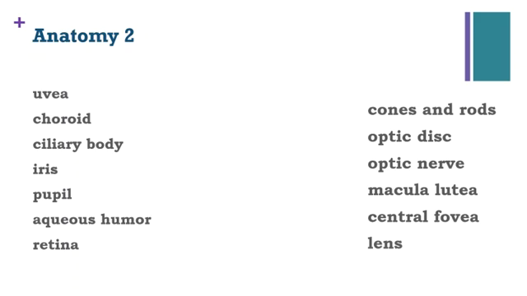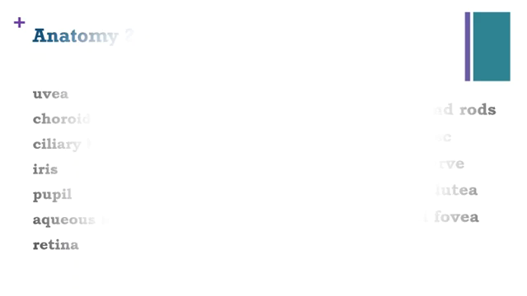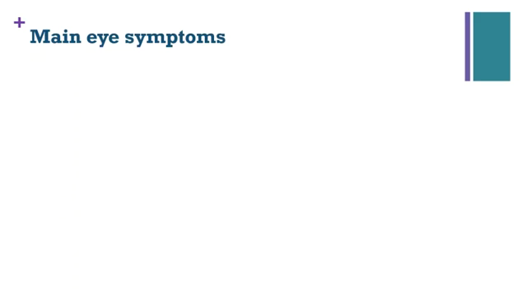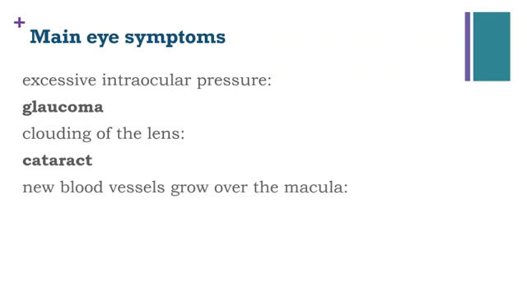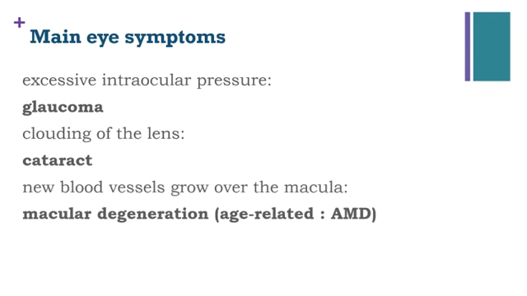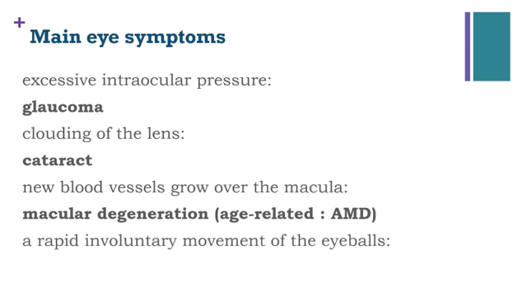Now let's review eye symptoms and conditions. Excessive intraocular pressure is called glaucoma. Clouding of the lens is called cataract. New blood vessels growing over the macula is called macular degeneration, usually age-related. A rapid involuntary movement of the eyeballs is called nystagmus.